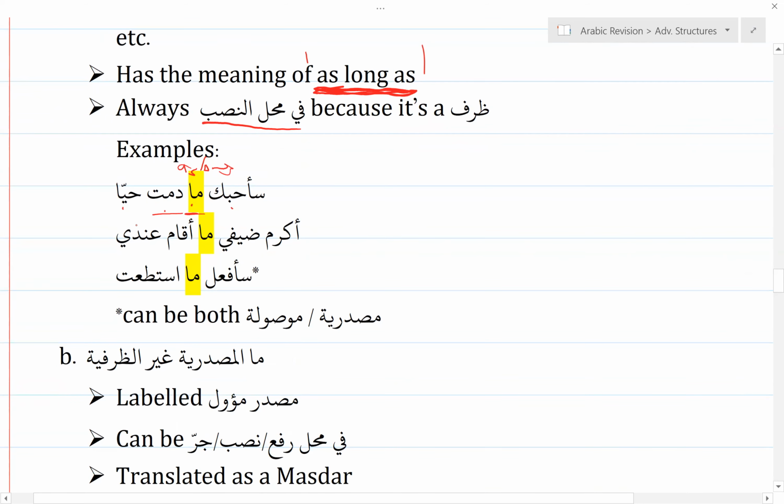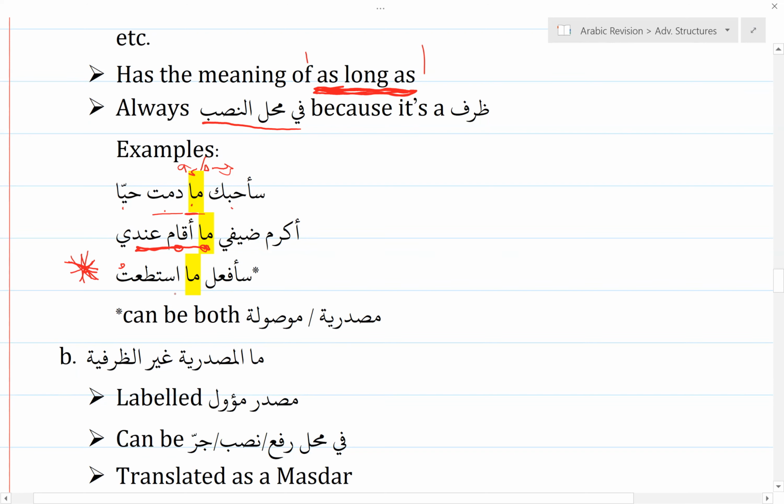Okay? Or أكرم ضيفي ما أقام عندي. I honor my guests as long as they stay with me. As long as they stay. Aqama means to stand, but it can also mean to stay, to be in a place. So as long as he stays with me, I will honor my guest as long as he stays with me. You have another example. I added this example because it's the example given in the textbook, but it has a star on it because it can go both ways. Okay. So for example, if I say سأفعل ما استطعت, I will do.